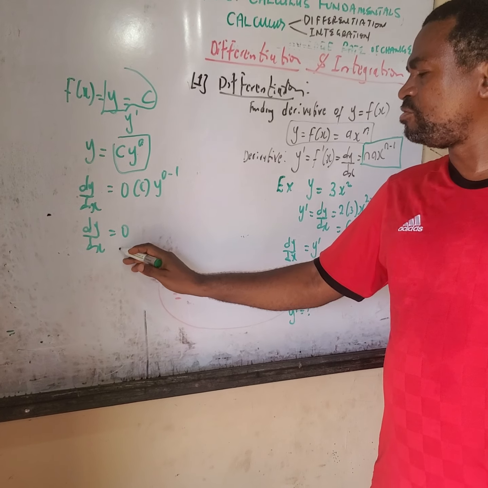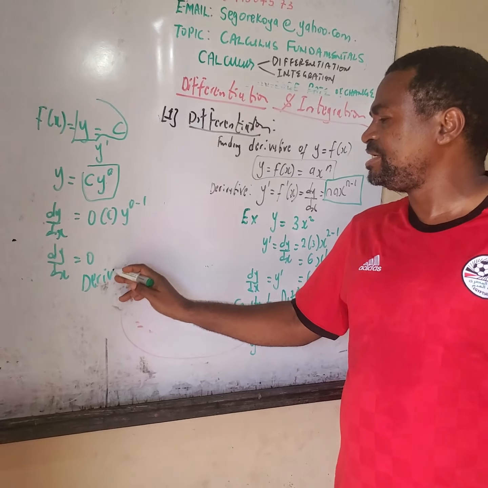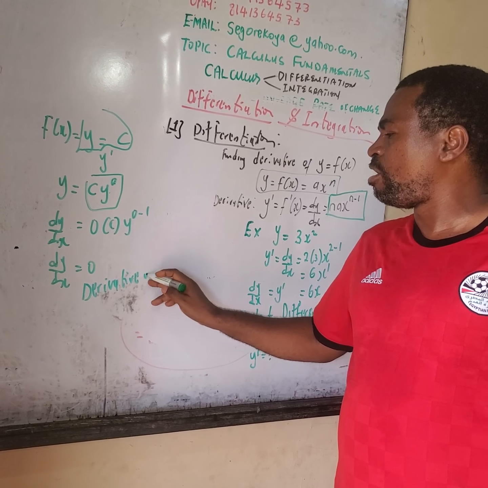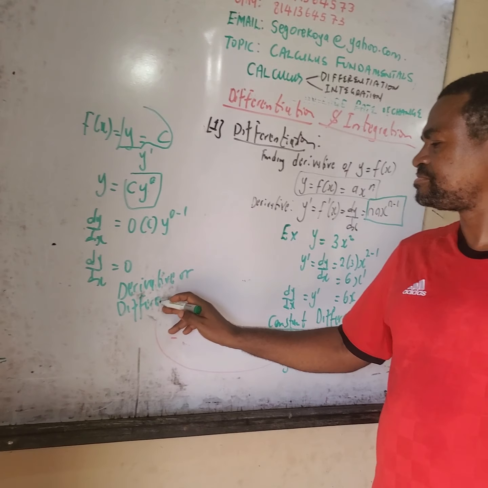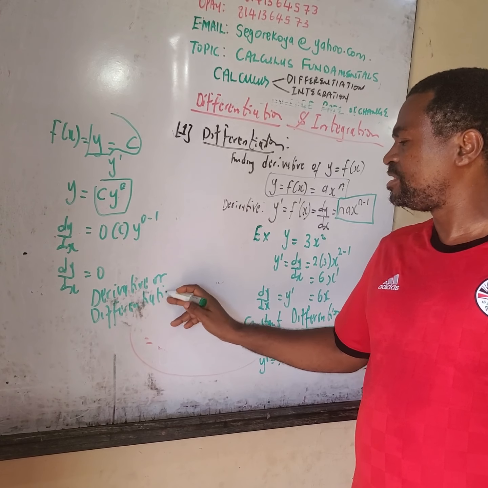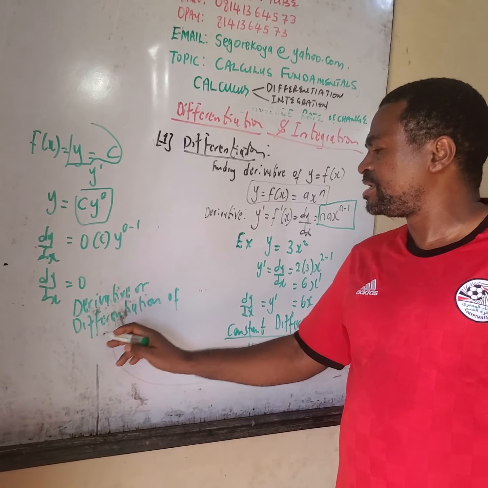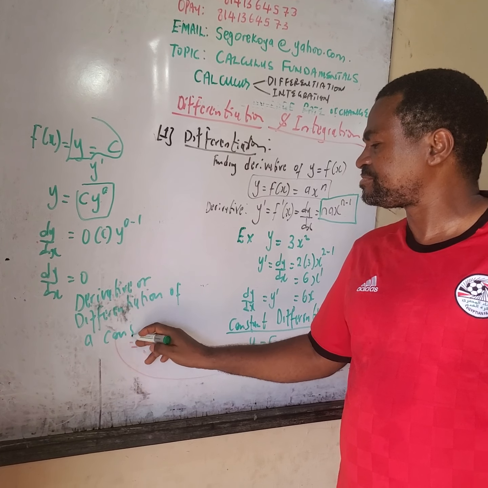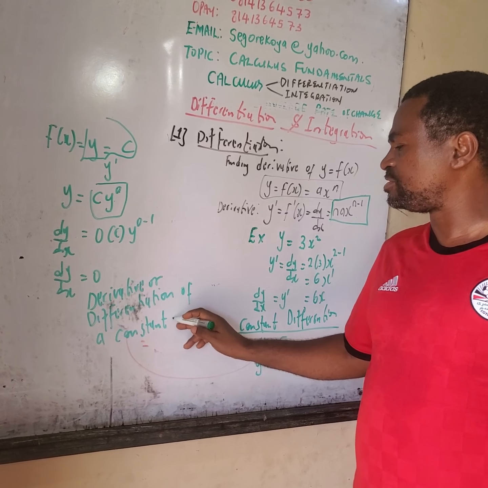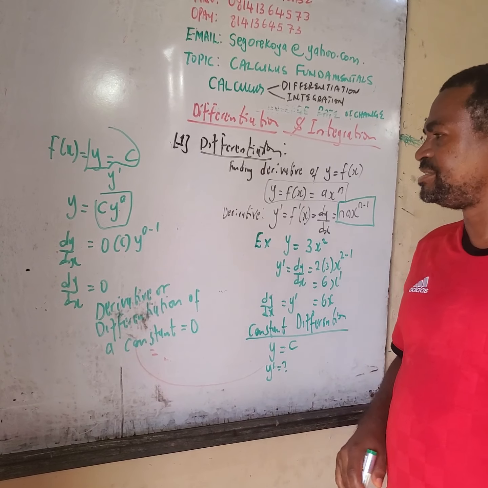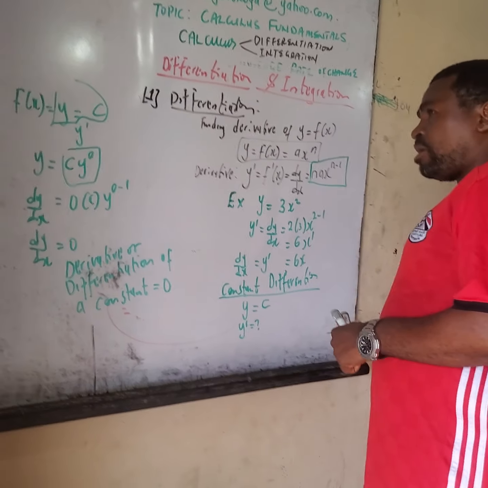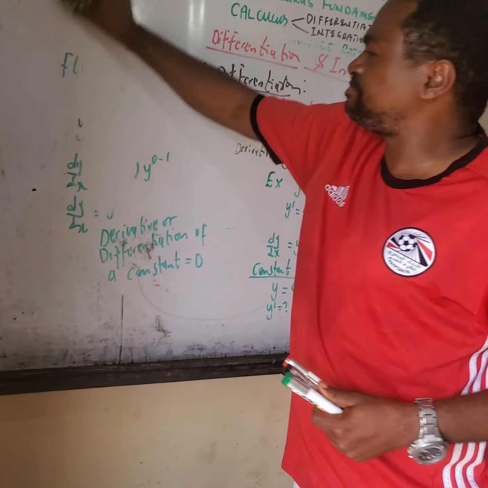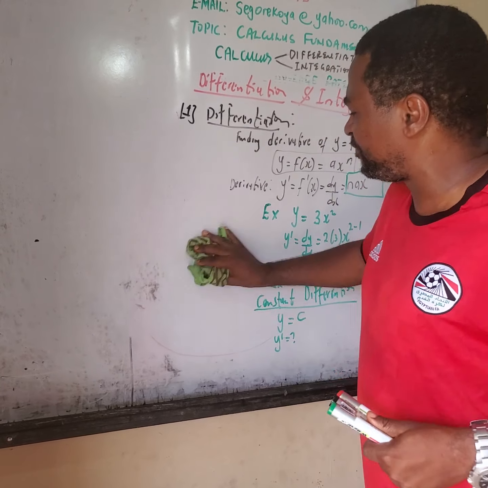So that means, in conclusion, the derivative or differentiation of a constant in calculus is usually 0. Now, let me give an example of this particular differentiation of a constant.